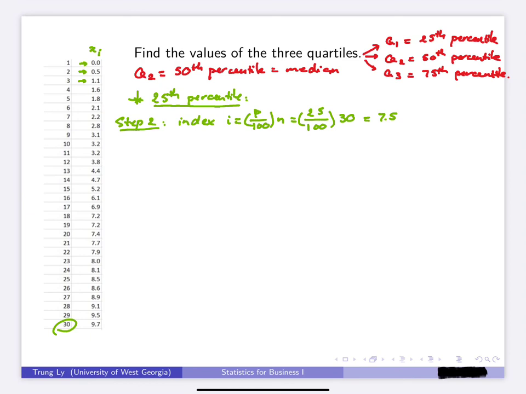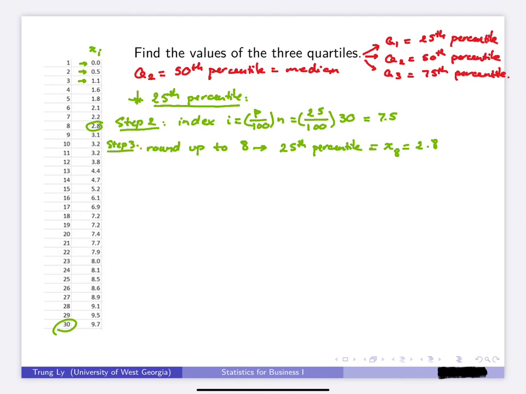Now 7.5 is not an integer, so what you want to do is round up to 8. And so the 25th percentile is going to be the 8th observation in the data set. And if you look in the table here, the 8th observation in the data set is 2.8. So 2.8 is the value of the 25th percentile. So technically, this is our third step. Right? So step 3 is right here.